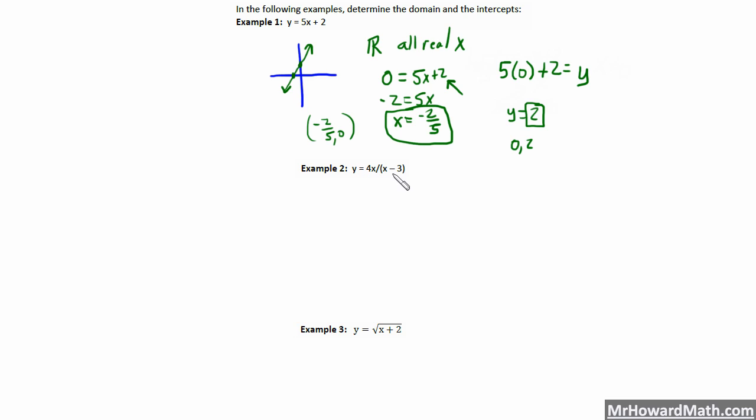y = 4x over the quantity x - 3. So our domain, remember, in this case we're going to restrict the domain so that when we have this 4x over x - 3, this domain is really all x's except when this denominator is equal to 0. So we just come off to the side here and we say x - 3 cannot, when that equals 0, what x value causes that? Well, we just add 3 and we get x = 3.